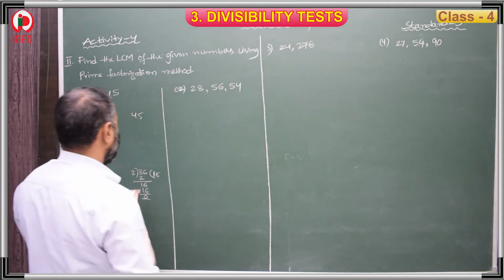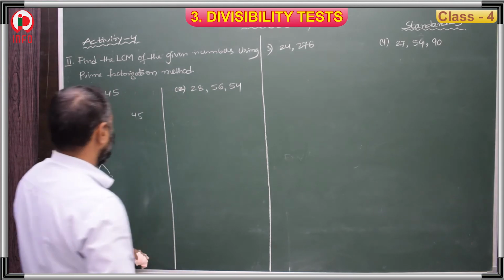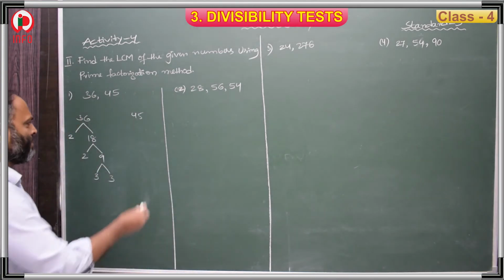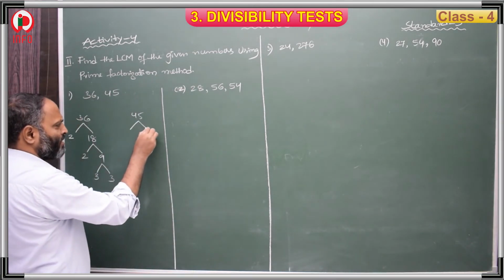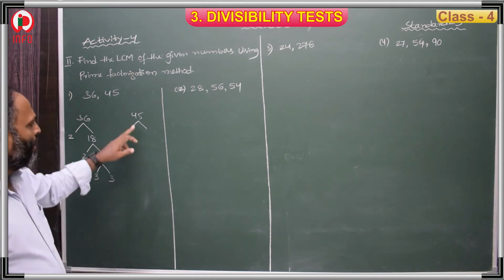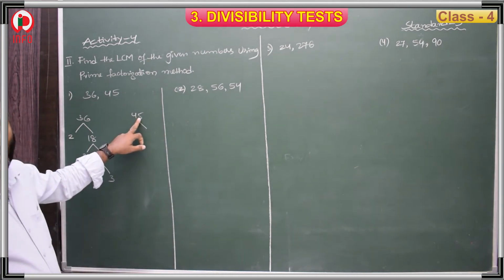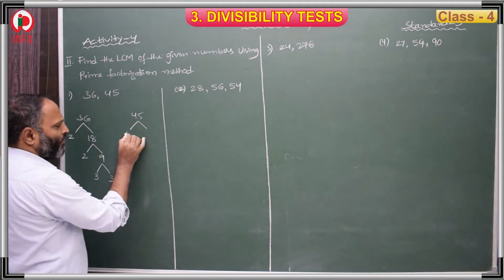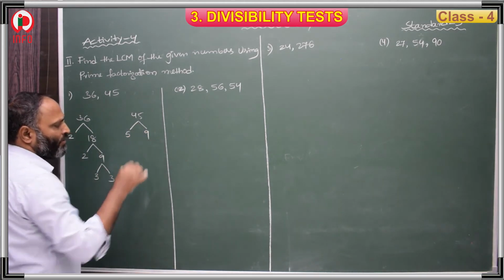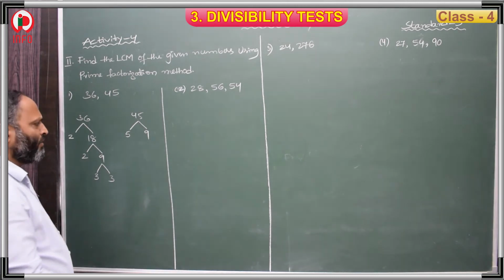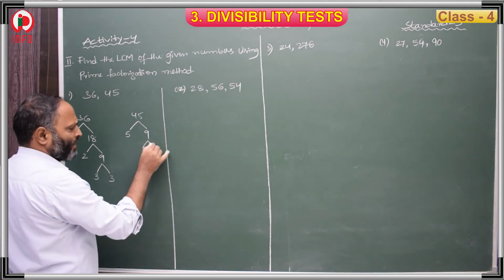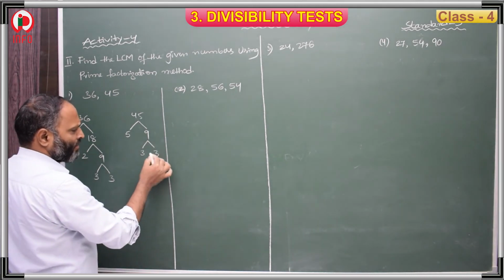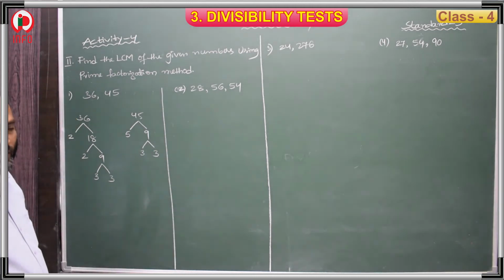Then how to write this 45 using the prime factorization method? The last digit is 5 here, so it is divisible by 5. 5 9s are 45. And again this 9: 3 3s are 9.